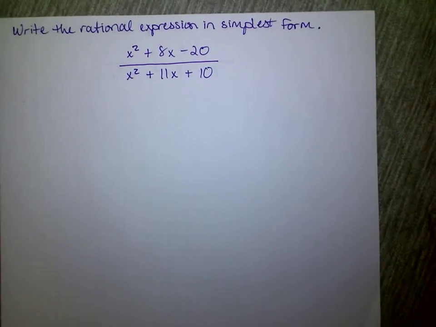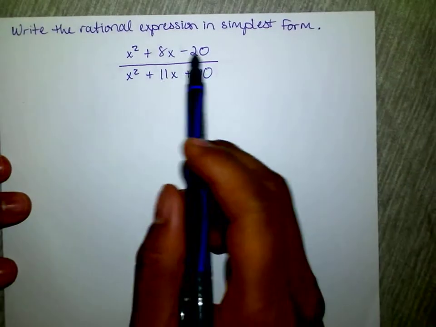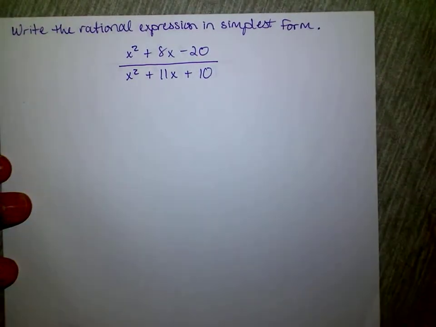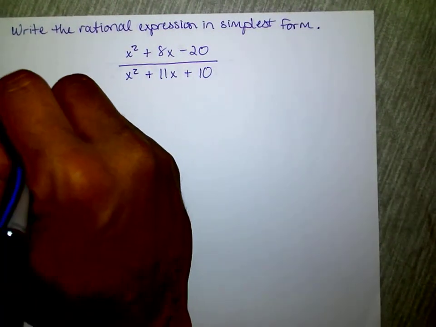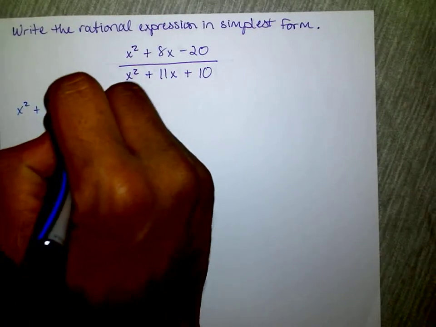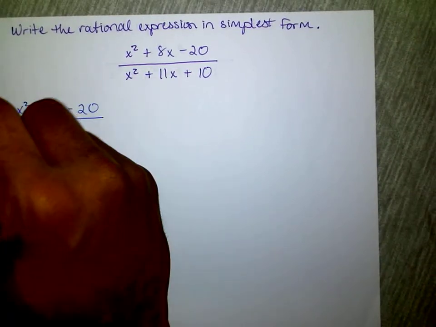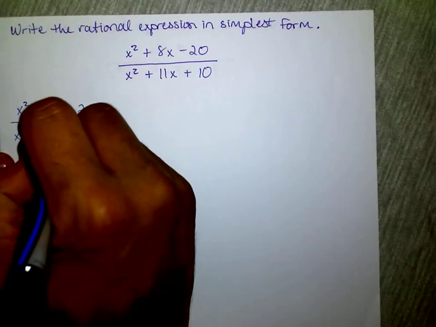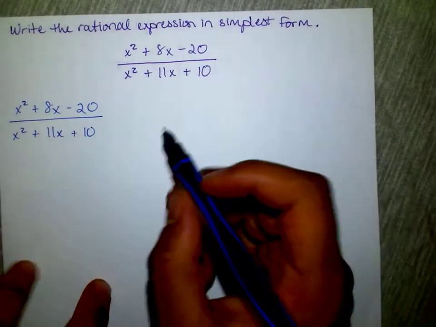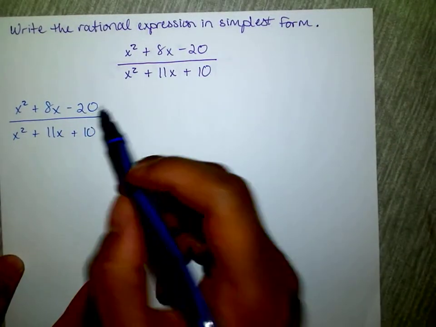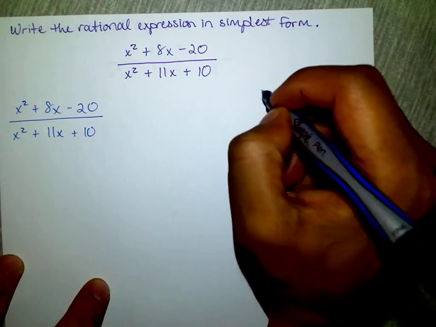X squared plus 8x minus 20, all that divided by x squared plus 11x plus 10. Alright, once again, we want to go ahead and factor these two polynomial expressions. First of all, let's rewrite it: x squared plus 8x minus 20 over x squared plus 11x plus 10. Remember in factoring, we want to first go ahead and factor this negative 20. Okay?